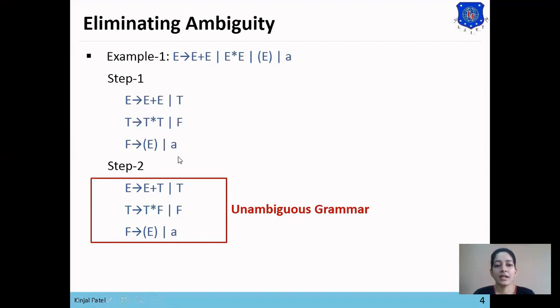If we are attempting top down parsing or bottom up parsing, we need to eliminate ambiguity first, because both top down and bottom up parsers cannot allow ambiguity in a grammar.